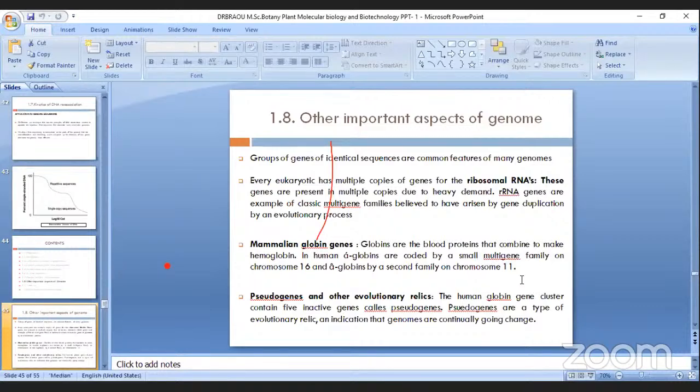The third one is pseudogenes and other evolutionary relics. The human globin genes have 5 inactive genes. In this globin gene cluster, you have 5 inactive genes. These inactive genes are called pseudogenes, and they might be due to the evolutionary process, an indication that genomes are continually changing. During evolution, they might have produced some pseudogenes. This is called an evolutionary relic.